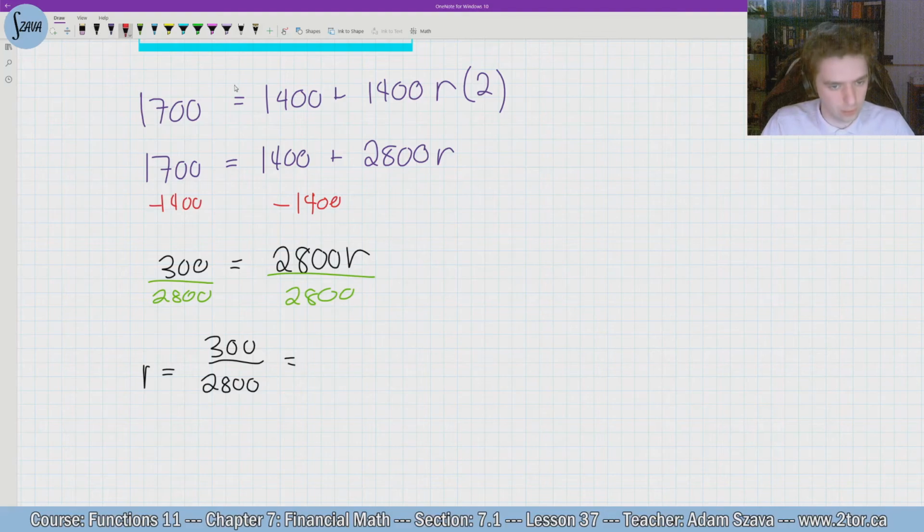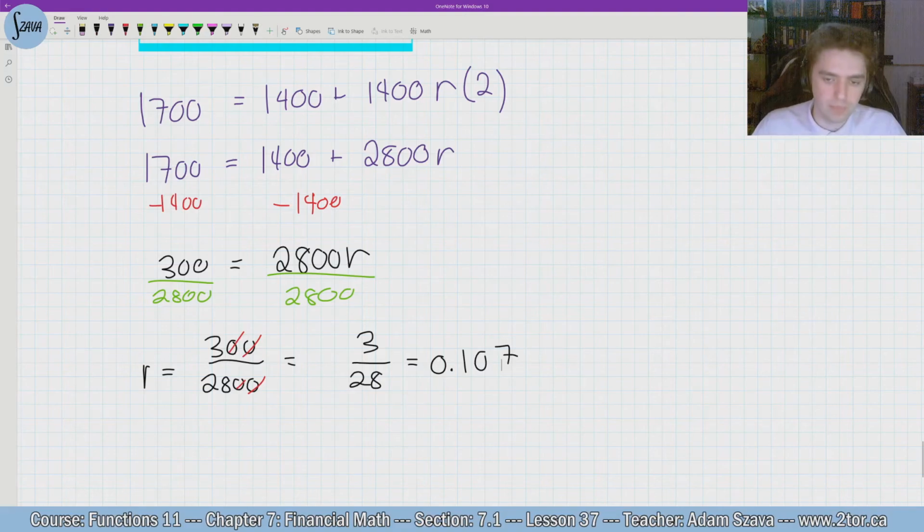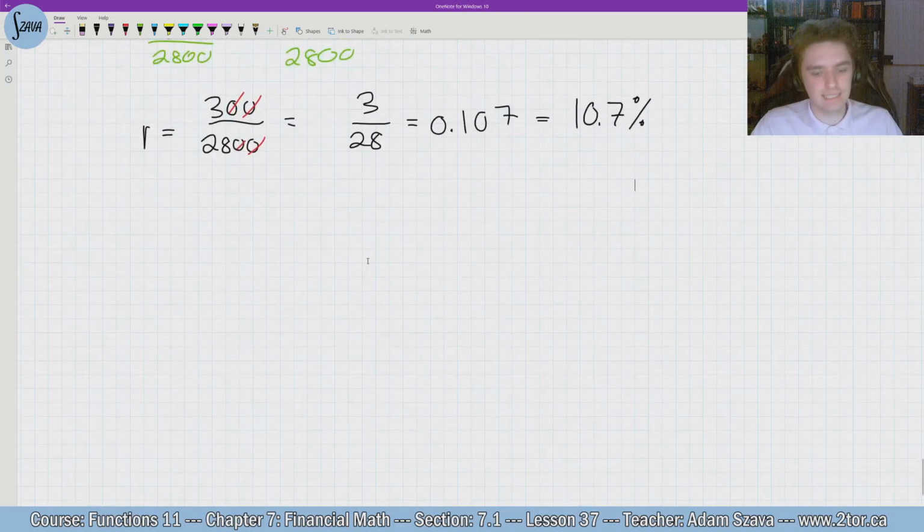The way I like to do this a little bit quickly is because these zeros can cancel, so it's 3 over 28, which is 0.107. And this is not a percent yet, this is just the actual decimal. As a percent, that is 10.7%. So that is the interest that he was charged, which is a very high interest to be charged. But anyways, that's the last example I wanted to go through for today.